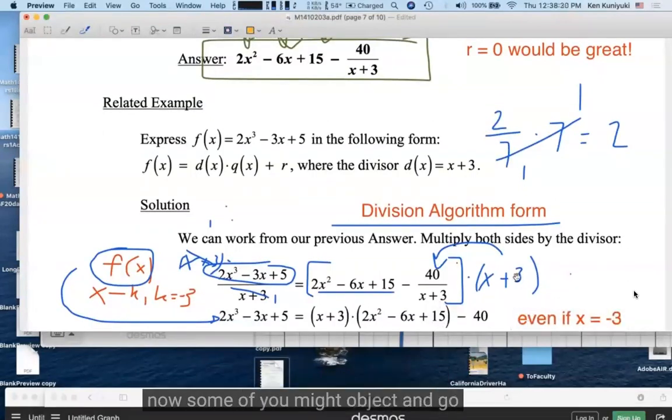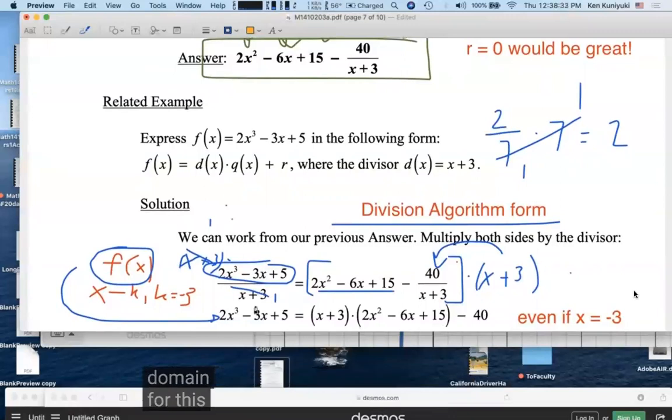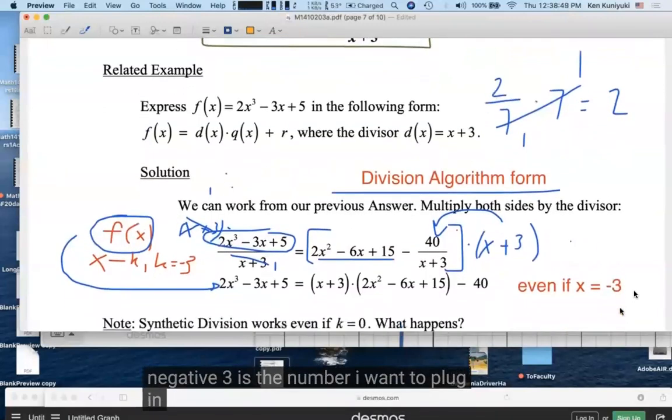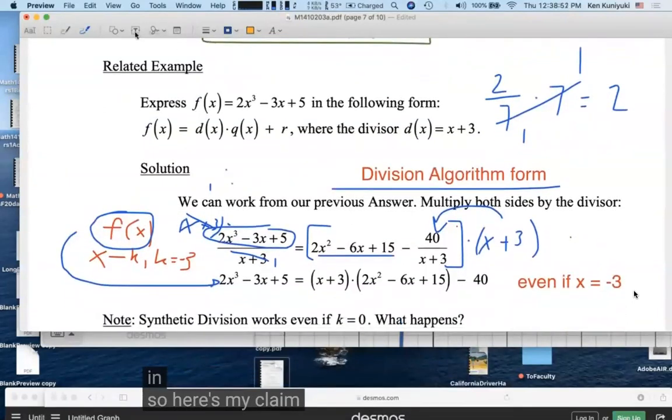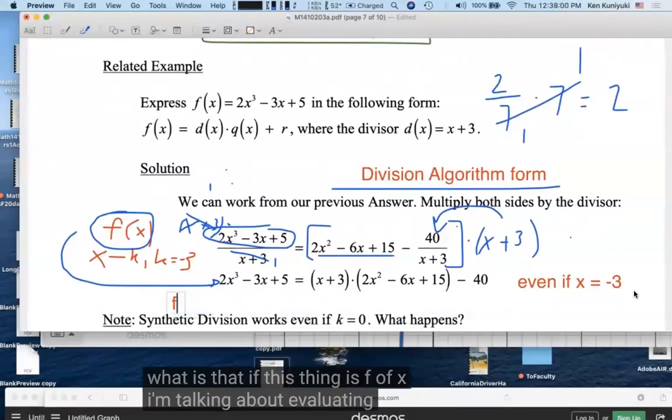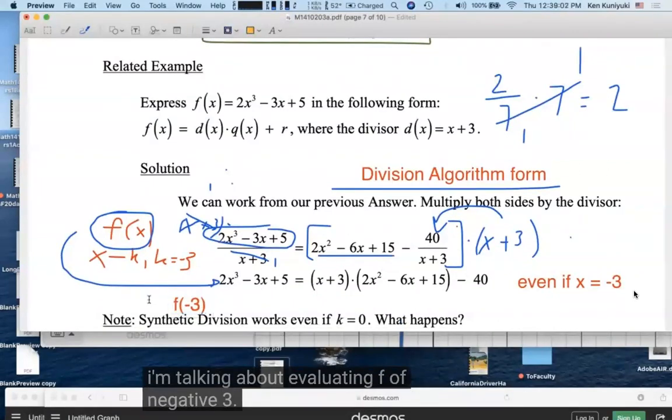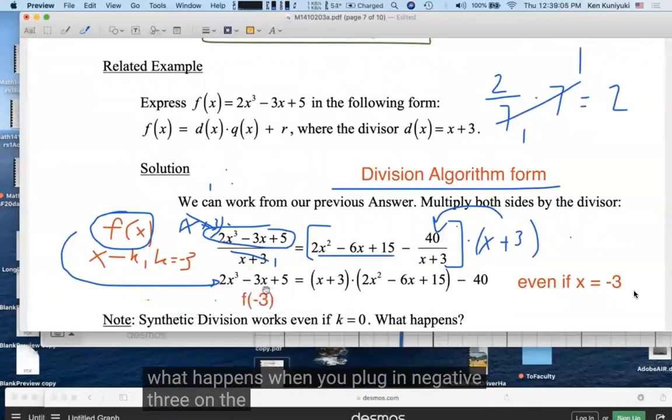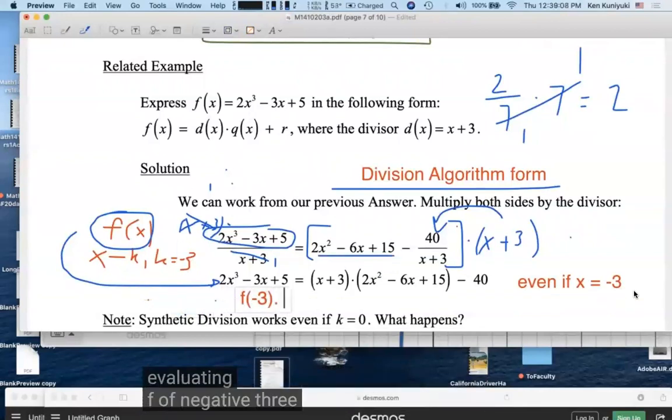Now, some of you might object and go, well, wait a minute, -3 was not in the domain for this fraction or this fraction. Don't worry. By a calculus limit argument, I claim that the left polynomial is equivalent to the right polynomial, even if x is -3. In fact, -3 is the number I want to plug in. So here's my claim. If you plug in x equals -3 on the left, if this thing is f of x, I'm talking about evaluating f of -3.